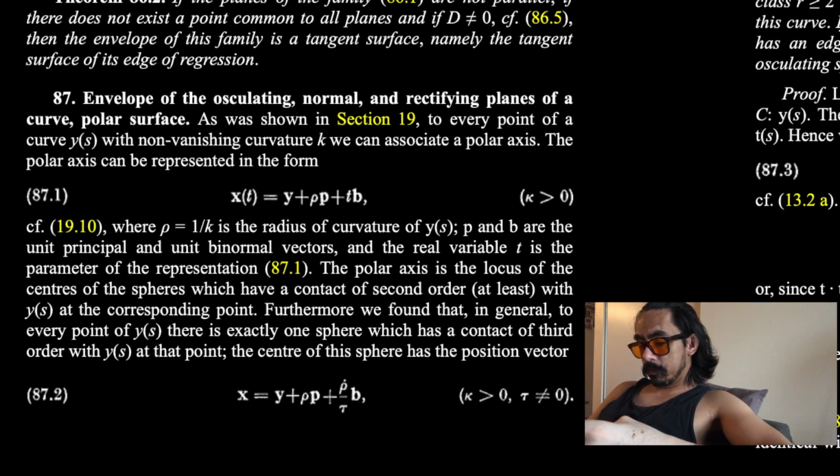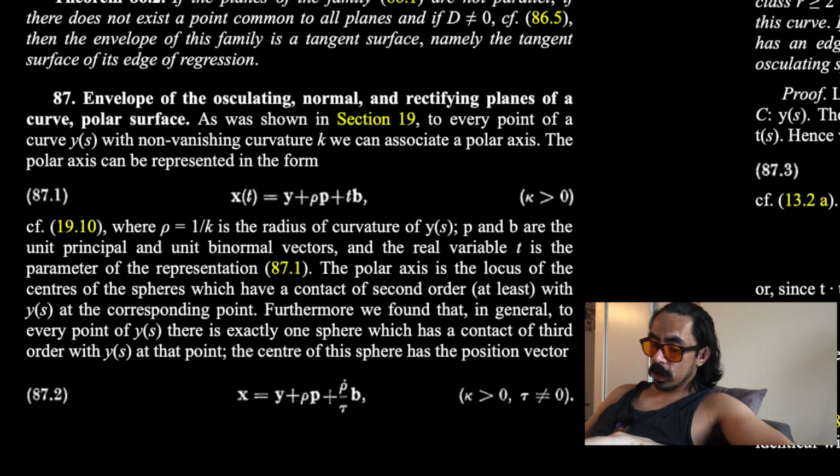There's like 3 problem proofs, but we're going to crank them out. Section 87, envelope of the osculating, normal and rectifying planes of a curved polar surface.